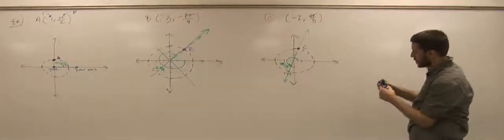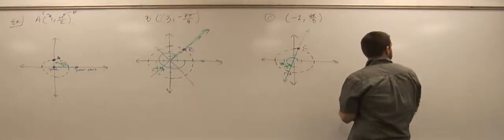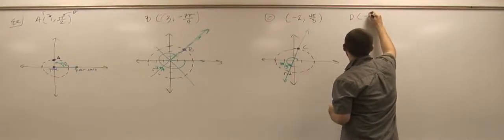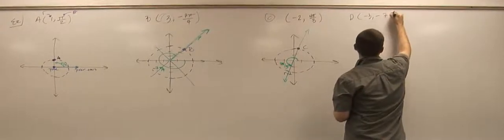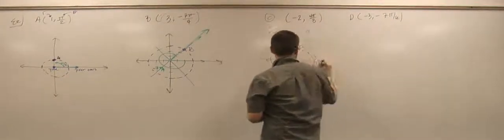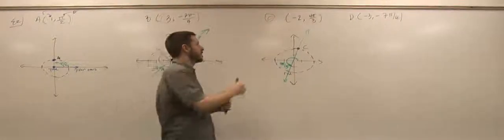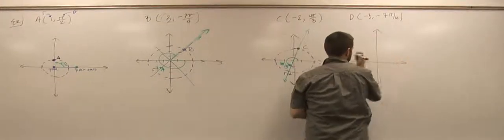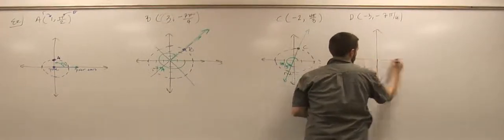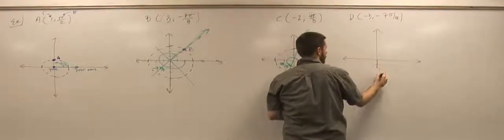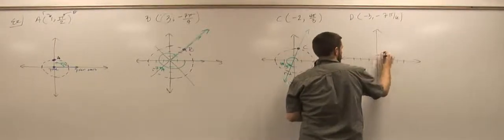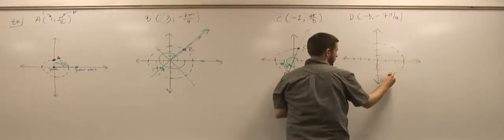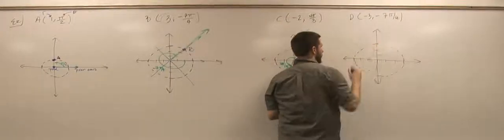So what about our last one here where we have 2 negatives? Negative 3, negative 7 pi over 6. How do we graph this guy? So you start with the graph of radius 3. For a second, ignore the negative on the radius. Just go out and draw your radius 3 circle. It looks something like this.